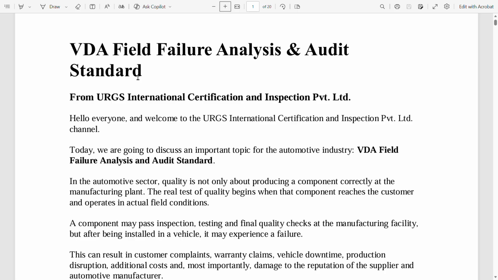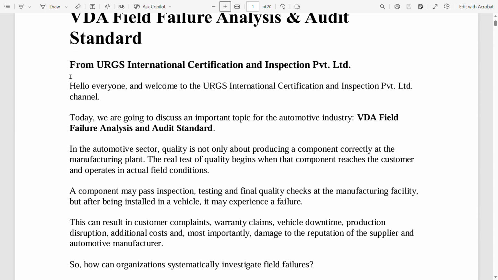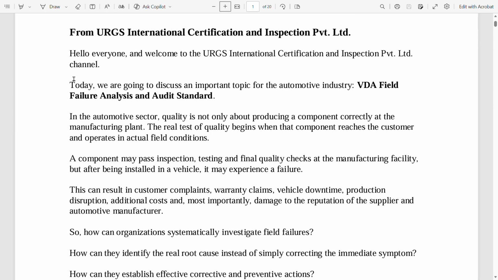Today we are going to discuss an important topic for the automotive industry, VDA Field Failure Analysis and Audit Standard. In the automotive sector, quality is not only about producing a component correctly at the manufacturing plant. The real test of quality begins when that component reaches the customer and operates in actual field conditions.